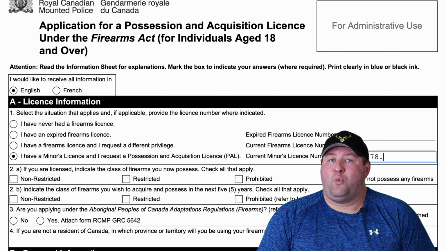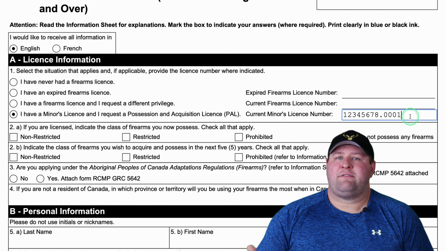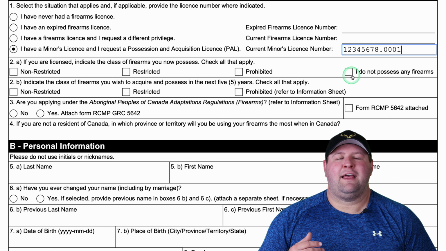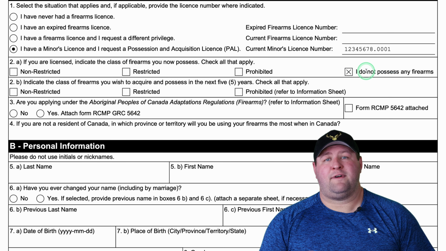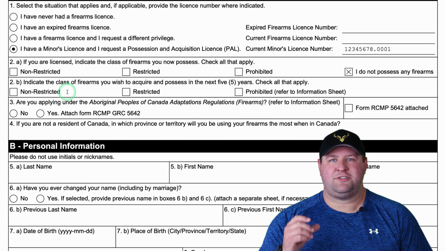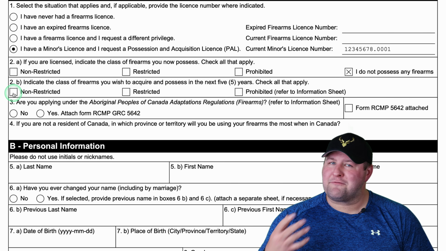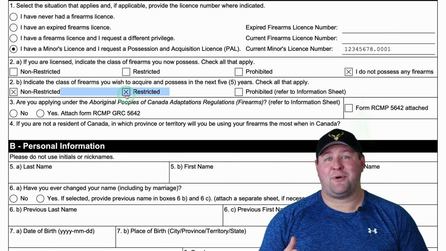Next, you fill out what firearms you possess. If you don't have any firearms, just check off I do not possess any firearms. The next is what firearms you want to possess. So you got your choice. So if you have your restricted license, check off non-restricted and restricted. Unfortunately, there's no prohibited course.